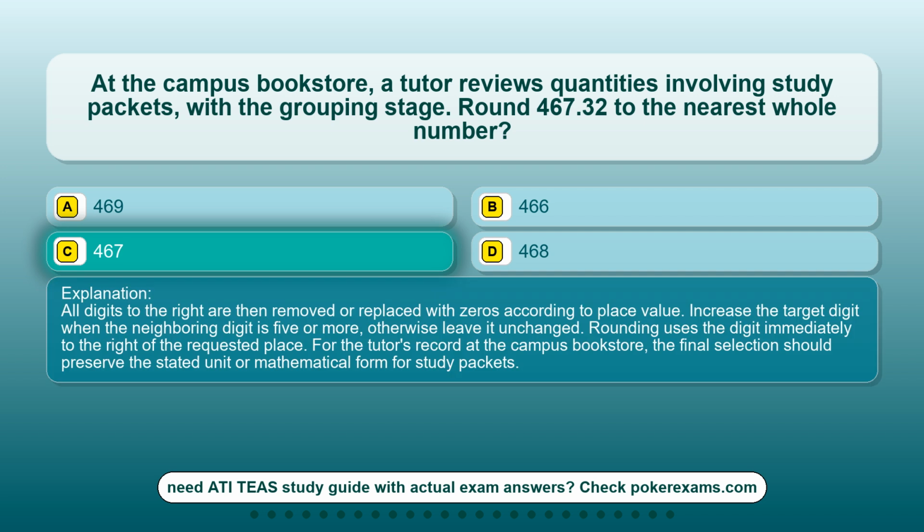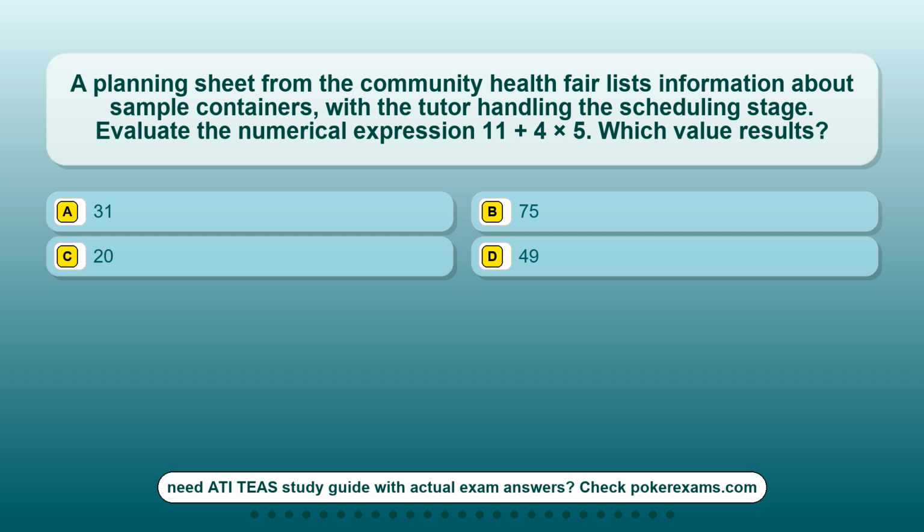All digits to the right are then removed or replaced with zeros according to place value. Increase the target digit when the neighboring digit is 5 or more, otherwise leave it unchanged. Rounding uses the digit immediately to the right of the requested place. For the tutor's record at the campus bookstore, the final selection should preserve the stated unit or mathematical form for study packets.